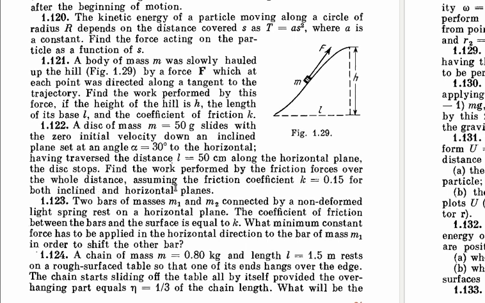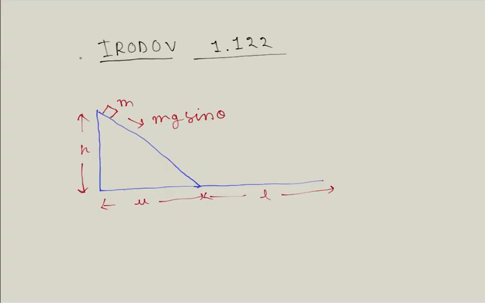inclined and horizontal planes. Another key point in this question is that IRODOV sir didn't give us the height at which the disk was initially kept. So we will have to find that out. So I will show you how to solve this question. So this is the diagram. So initially let us assume at height h the disk m was kept, and according to the question, after moving for length l along the horizontal plane, it stops here.